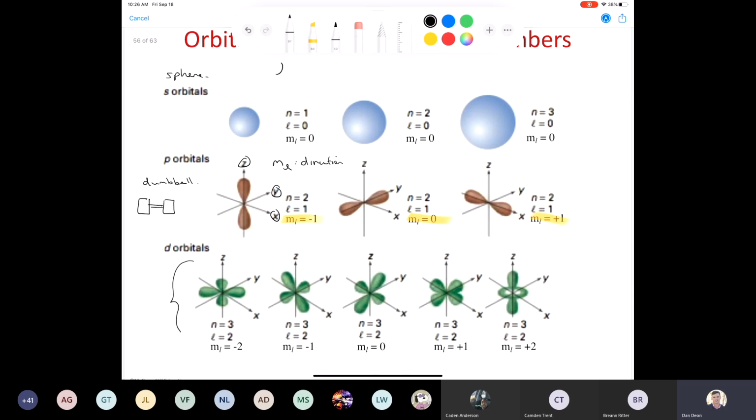Okay, so remember the L can be equal to 0, 1, 2, and 3. So we have S, P, D, F. So the d orbitals, there's 5 of them. They kind of look like this 4-leaf clover. And if you look at them, one of them's even got this crazy shape. It looks like a dumbbell with a donut kicking around it, okay?